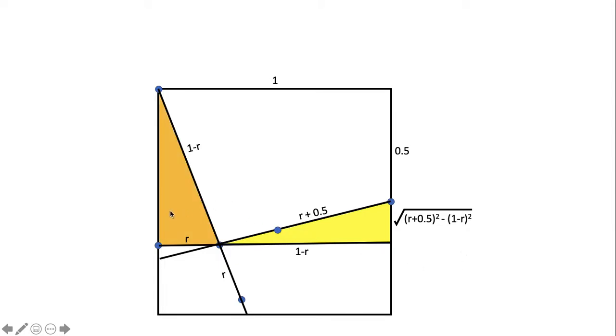Now I've got another right angled triangle over here, and the same thing again. This squared plus this squared is going to make this squared from Pythagoras. So this must be the square root of (1 minus r) squared minus r squared. The square root of this squared minus this squared.